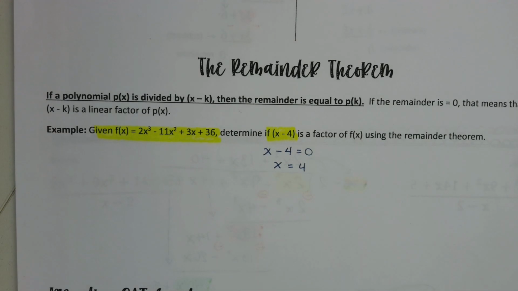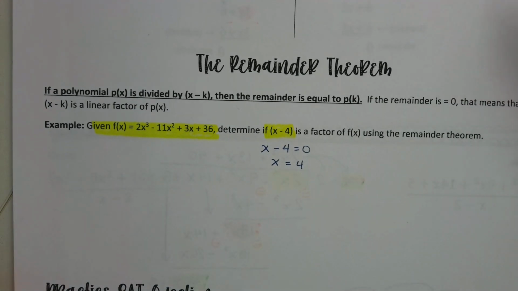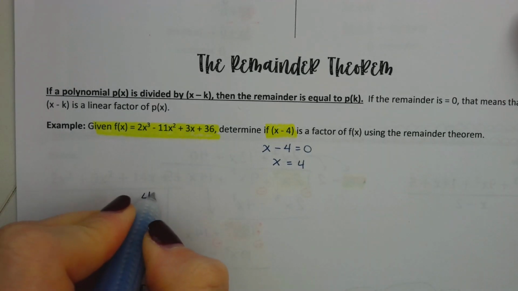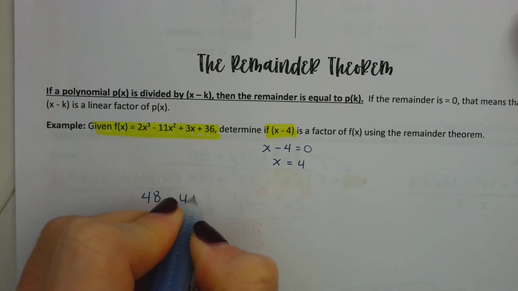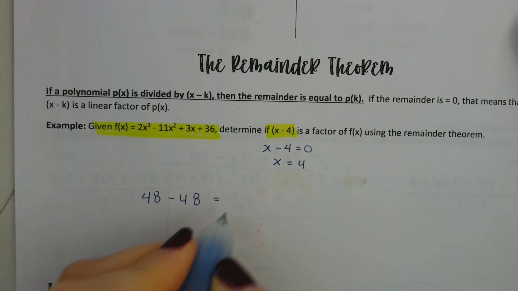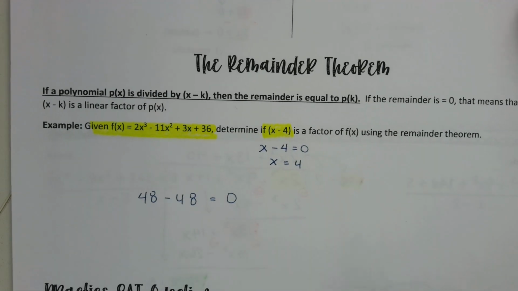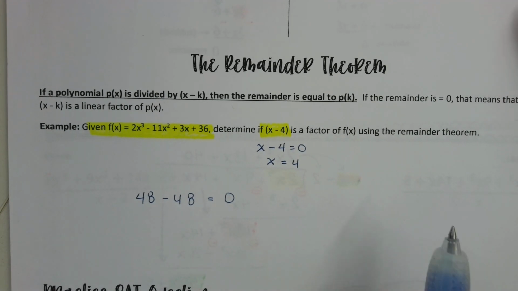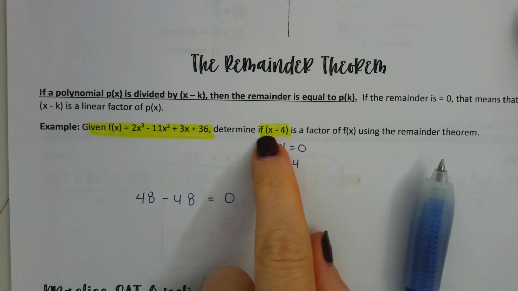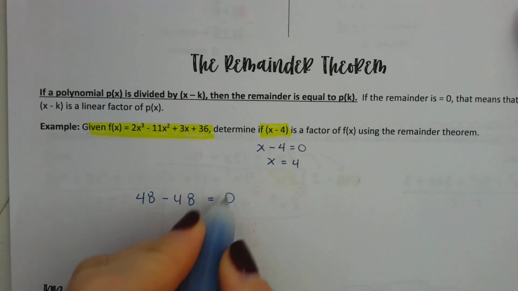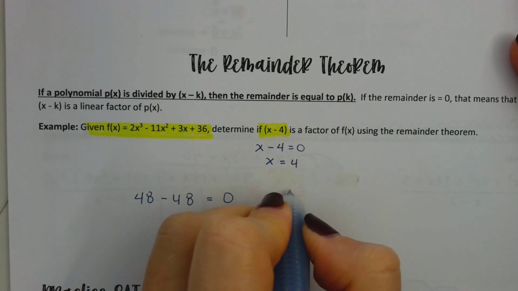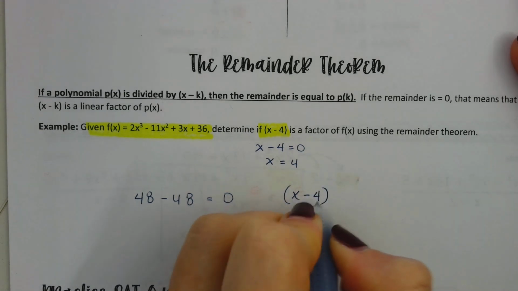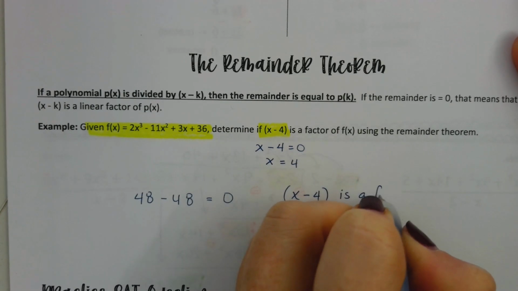I saw lots of right answers walking around. At the very end, you should have got something that looked like 48 minus 48 when you simplified it. And what is the answer to that? 0. So what does that mean? Was it a factor? Yes, that means x minus 4 was a factor because we got a remainder of 0. X minus 4 is a factor.